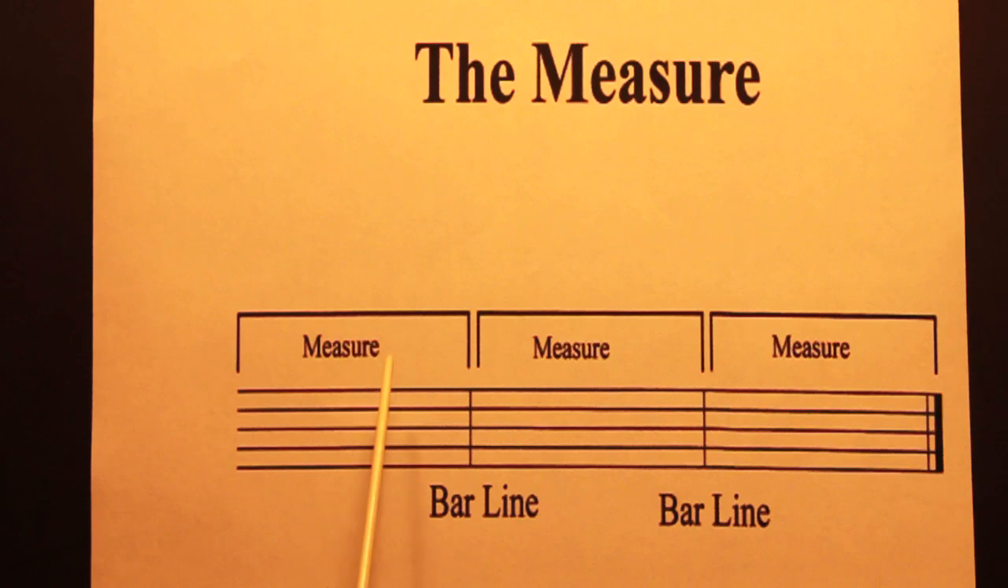Here is the measure. Each one of these boxes is what we call a measure. These are bar lines that separate each measure. But the measure is a staff, and there will be beats inside these measures. But this is what a measure is defined as. This box that music fits into.